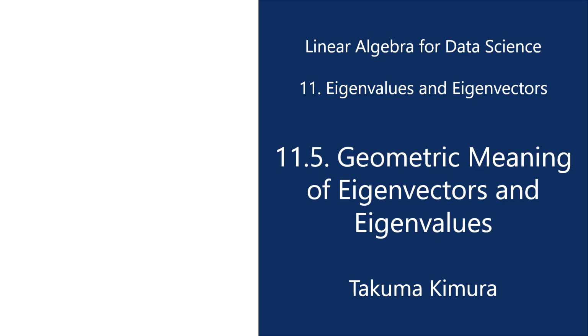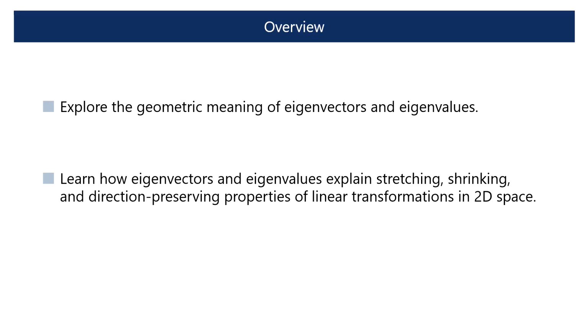Chapter 11, Eigenvalues and Eigenvectors. Section 5: Geometric meaning of eigenvectors and eigenvalues. In this lecture, we will explore the geometric meaning of eigenvectors and eigenvalues. Through intuitive examples and matrix types, you will learn how these concepts explain stretching, shrinking, and direction-preserving properties of linear transformation in two-dimensional space.